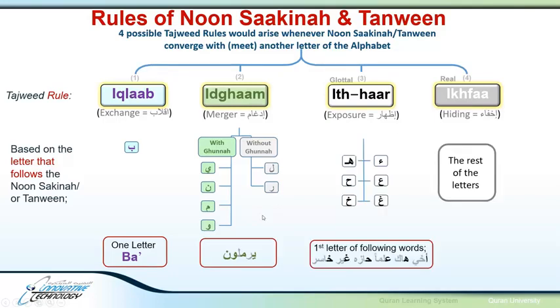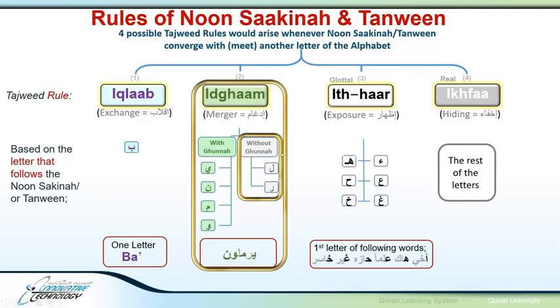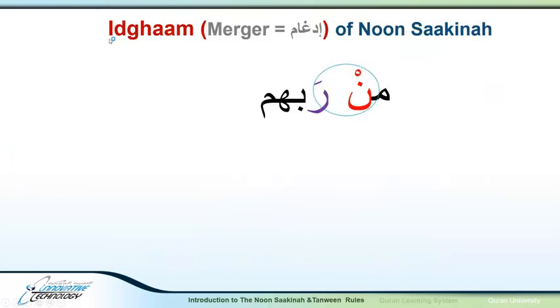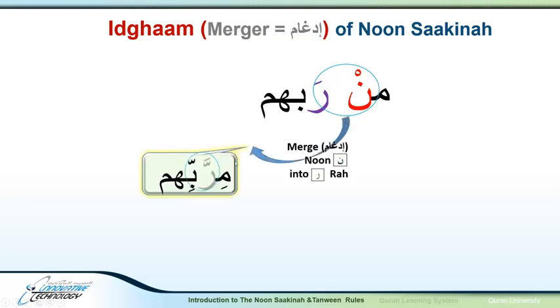In this lesson, we're going to concentrate on the idgham, and in particular, the idgham without gunna, related to the two letters in gray, the lam and ra. In the introduction to the rules of an-nun al-sakinah and tanween, we gave an example on idgham. Idgham means assimilation or merger. And in the example we have given, min rabbihim, we can merge the two letters into one.